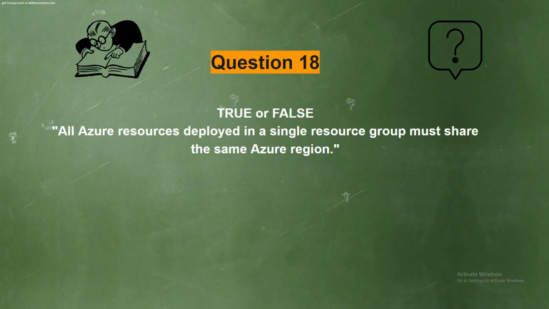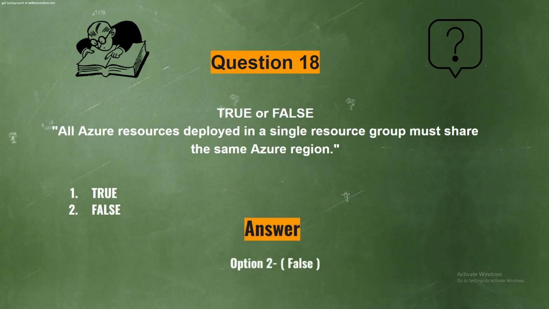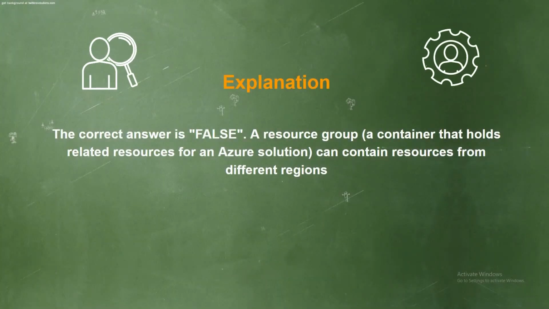Question 18. True or false? All Azure resources deployed in a single resource group must share the same Azure region. And the options are Option 1, true. Option 2, false. And the correct answer is Option 2. Explanation. The correct answer is false. A resource group, a container that holds related resources for an Azure solution, can contain resources from different regions.